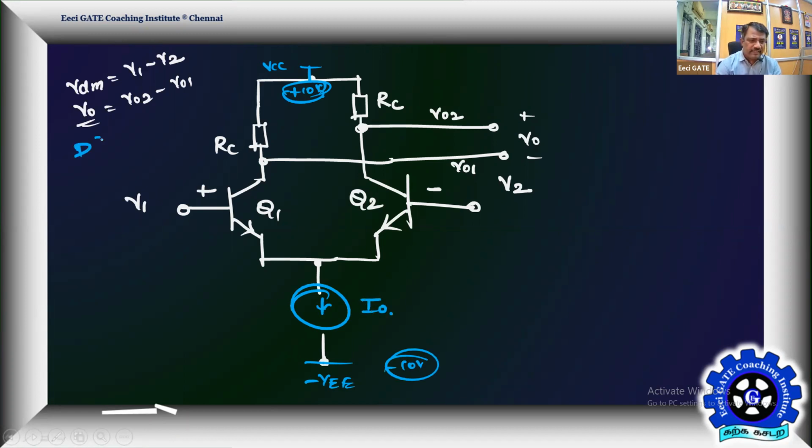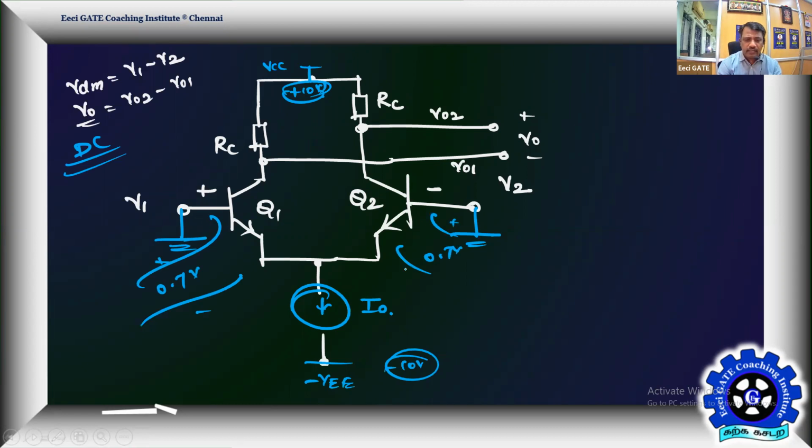If you perform a DC analysis for this, then you have to switch off the signals V1 and V2. Then we're going to get approximately 0.7 here, that's VBE1, and here also we're going to get 0.7, that's VBE2. Since the potentials are identical, the two currents will be identical as we discussed earlier. IE1, IE2 will be identical, so that is going to deliver the current I0.